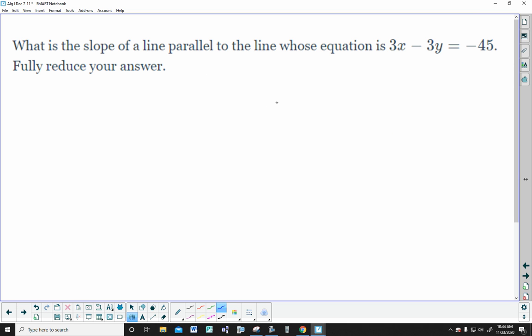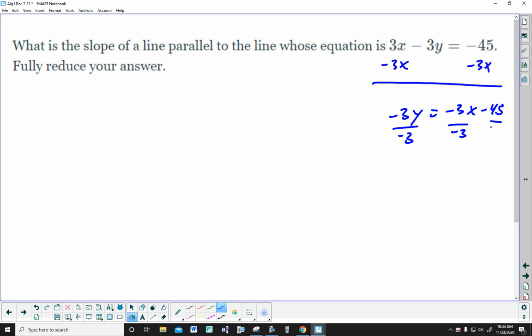One's like this. What is the slope of the line that's parallel to this line? Well, same idea. You have to rewrite it like this to find the slope. So the first thing I'm going to do is subtract any x's or add any x's to the other side, either way. So I've got negative 3y is equal to negative 3x minus 45. And then you divide by negative 3, the coefficient that's on the y. That becomes 1x plus 15.